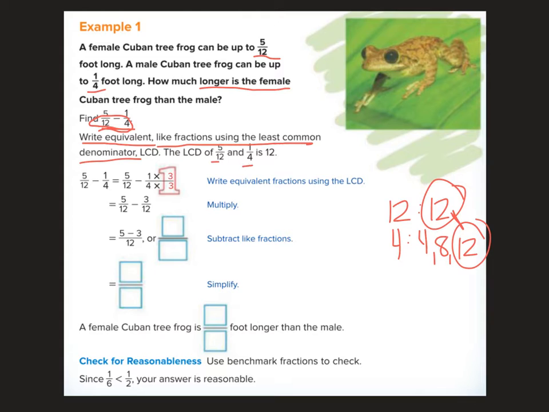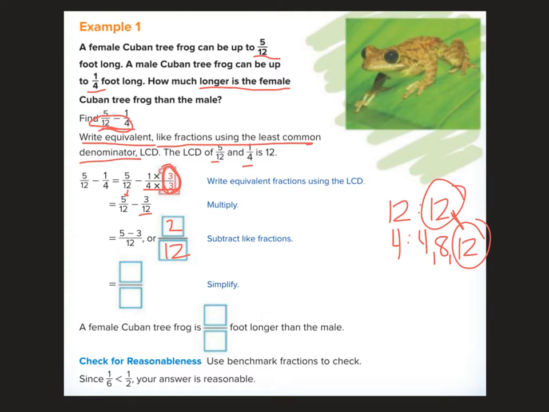Okay, so let's look at 4. What do I have to multiply 4 by to get 12? Here you can see their work. They're multiplying by 3/3. So 5/12 stays the same. 1 times 3 is 3, and 4 times 3 is 12. So now I just have to do 5/12 minus 3/12. 5 minus 3 is 2/12.